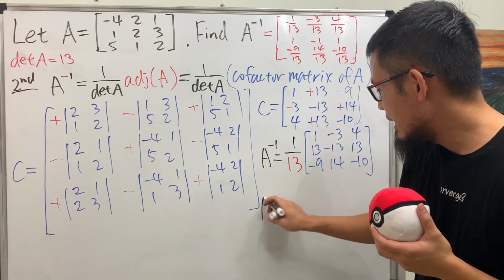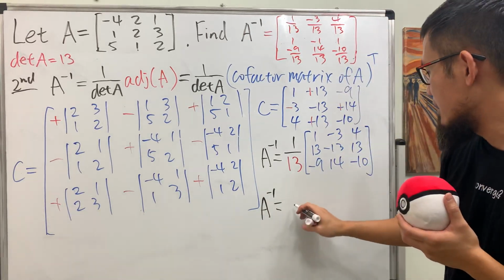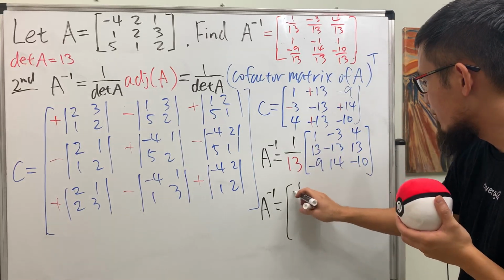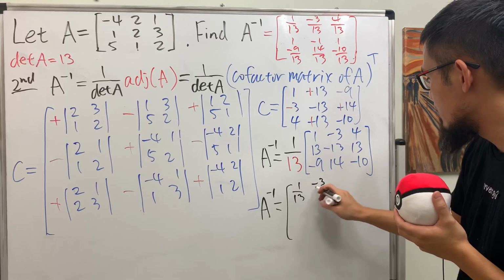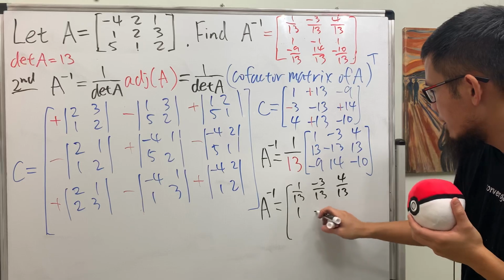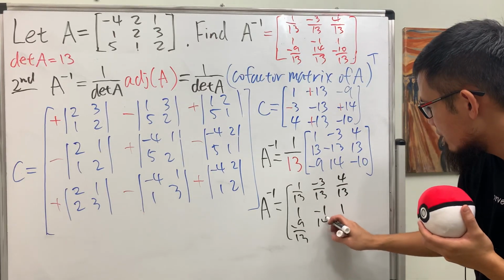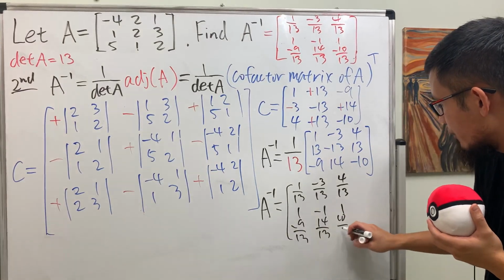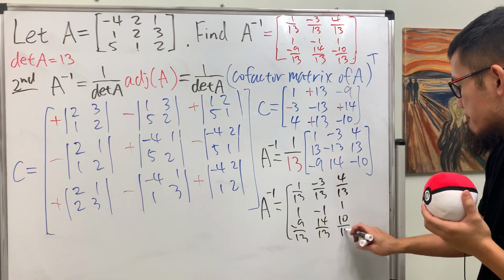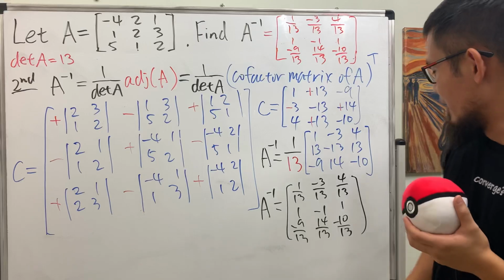So finally, A inverse. If we multiply this in, yes, we do get that, but I would like to finish this legitimately. 1 over 13 times this is 1 over 13. This times this is negative 3 over 13, 4 over 13, and then 1, negative 1, 1, and then negative 9 over 13, 14 over 13, 10 over 13. Whew, man. Negative, I'm sorry. Okay, so what do you guys think?